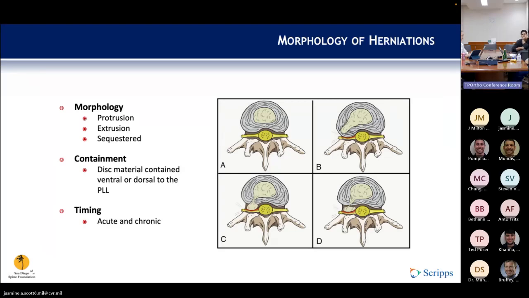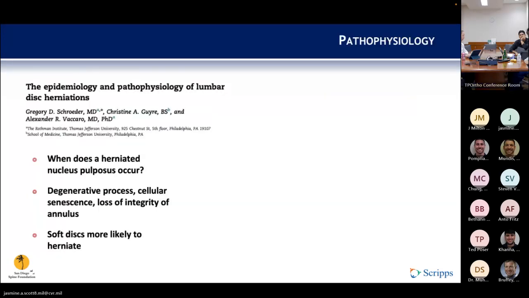Then containment, so whether it's contained by the PLL, and then timing, acute versus chronic. It seems anywhere between 6 weeks to 3 months, start thinking about it being a little bit more chronic.